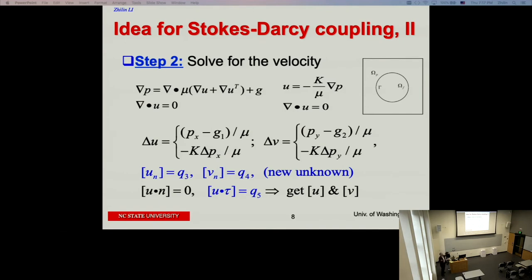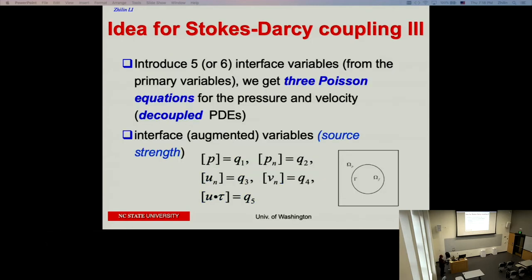But again, you get two additional Poisson equations for the velocity in two dimensions, and in three dimensions, three scalar Poisson equations. So what I do is put just additional three interface variables along the interface. But I know one, so I just need five, I don't need six. So the idea is very simple. By introducing five augmented variables, you can think of them as unknown interface variables, and they are all physical quantities. Then I can solve the three Poisson equations. So that's the idea, and the rest is the details.